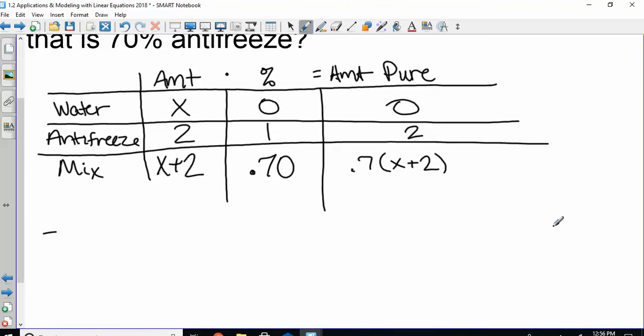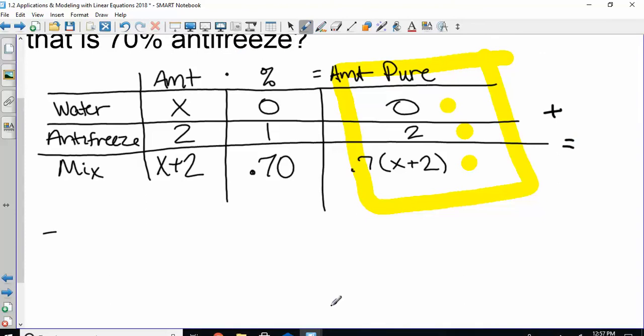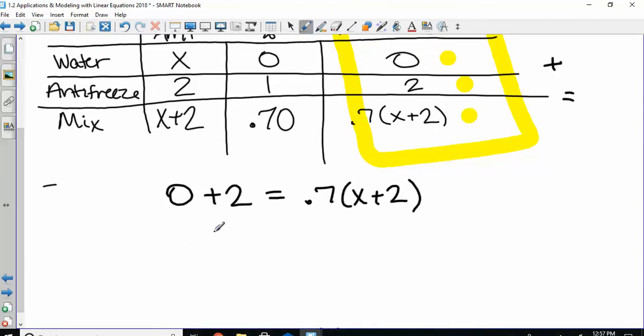The nice thing about these tables is the equations kind of work themselves out. This final column is saying, okay, in my final mixture, I have 0 gallons of water and 2 gallons of antifreeze and this much in my mix. All you're going to do is add the things you're mixing to equal your total. So it's just going to be 0 plus 2 equals the 0.7 times X plus 2. So then we can solve that.